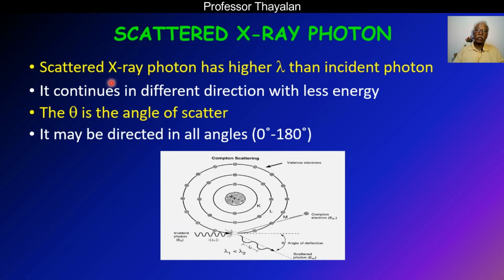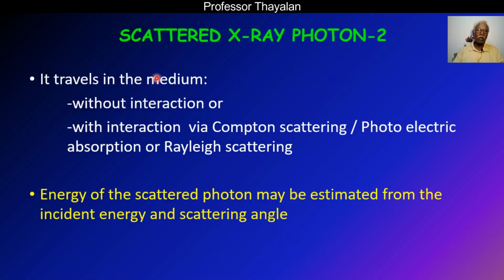Let us see the fate of the scattered X-ray photon. The scattered X-ray photon has a higher wavelength than the incident photon, as we discussed earlier. This is the incident photon, this is the scattered photon. It will have a higher wavelength, therefore the energy is lower. It continues in a different direction with lesser energy. Theta is the angle of scatter. So it may be directed in all angles from 0 to 180 degrees. That means the scattered photon can go from 0 up to 180 degrees.